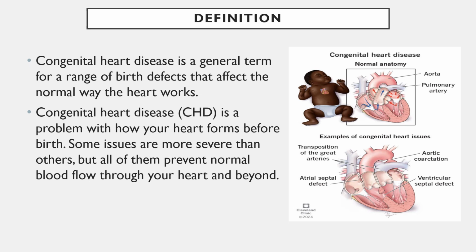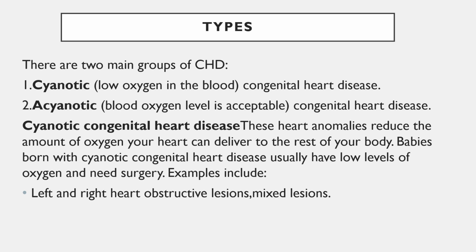Congenital heart disease refers to a range of structural problems with the heart present at birth. These defects will prevent normal blood flow through the heart and can vary in severity. Congenital heart disease can be broadly categorized into two groups, cyanotic and acyanotic. Cyanotic congenital heart disease involves defects that reduce the amount of oxygen in the blood, often requiring surgical intervention. Examples include tetralogy of Fallot and transposition of the great arteries.